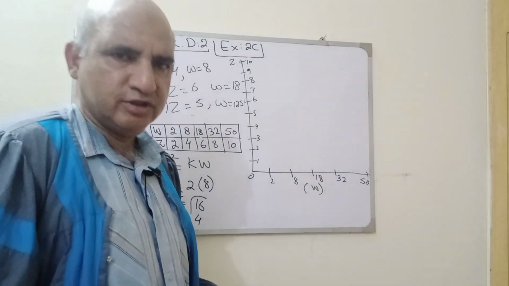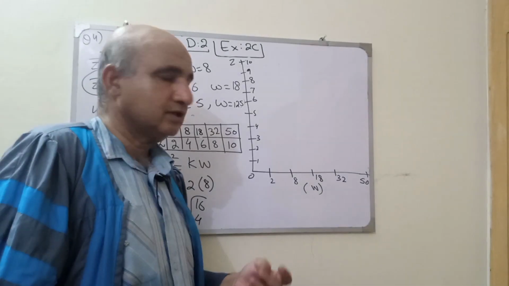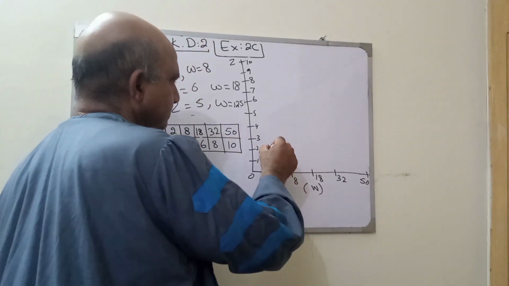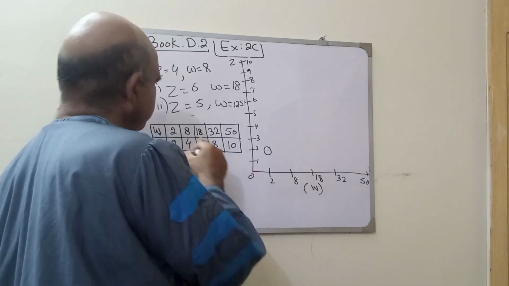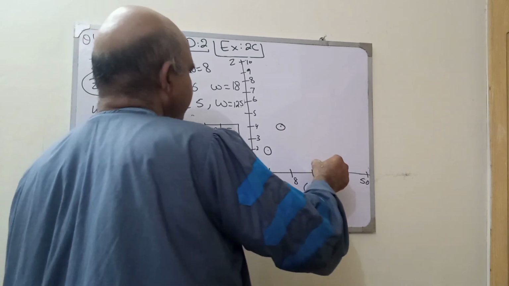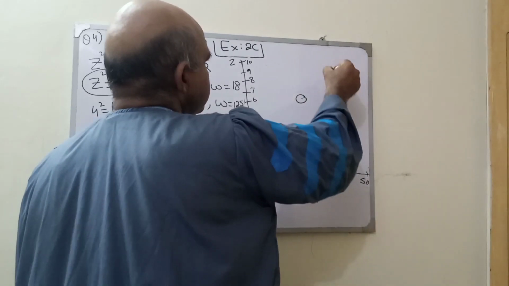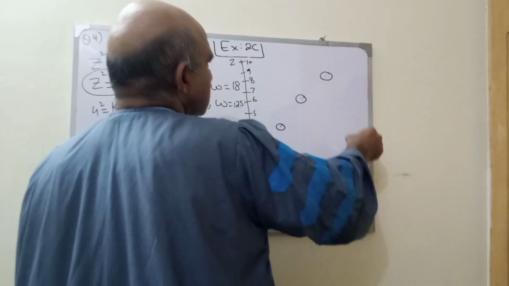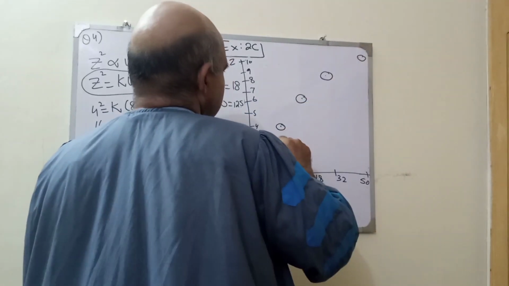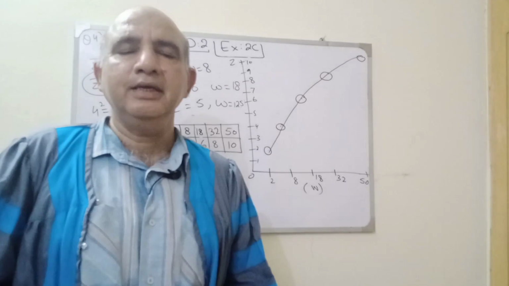This is just imaginary. These are not exact values I have drawn here because my board size is so small that they are not proper. But you people have to do this properly. This is 2, 2, then 8, 4, then 18, 6, then 32, 8, then 50, 10. So this is the line, this is the graph we have drawn here.